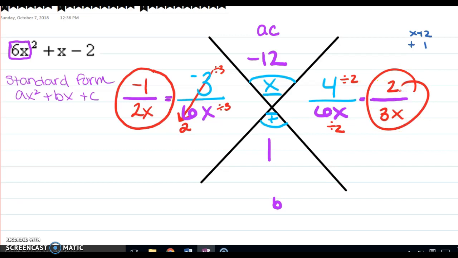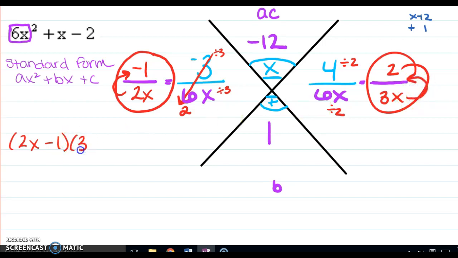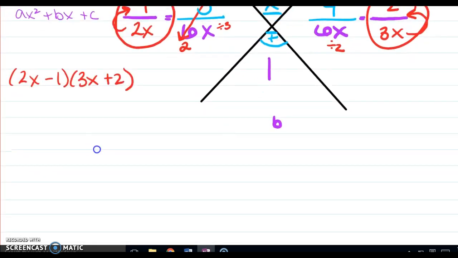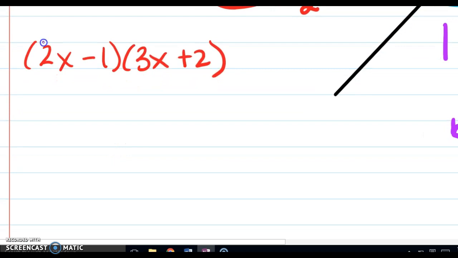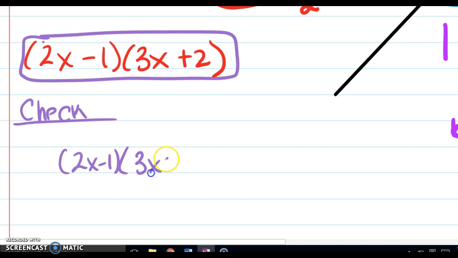And these fractions mean something because they represent the parentheses that come from the factored form. The bottom plus the top, which in this case is negative, bottom plus the top: 2x minus 1, 3x plus 2. And this is the factored form of 6x squared plus x minus 2. We can prove this or check our work by foiling this. So this is the answer, and you would leave it just like that. But to check, let's see what that looks like.